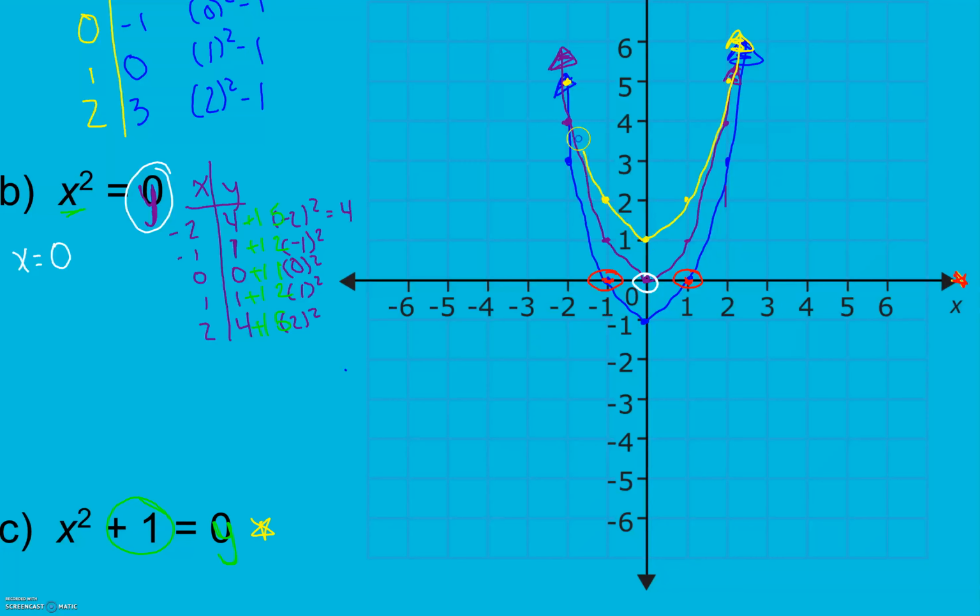Keep in mind here, guys, we are looking for our solution, which is our x-intercept or our 0 of our related function. Here, we don't have any. We don't have anywhere where it crosses our x-axis. We have no solutions here. So our options with quadratics, guys: we can either have 2 solutions like we did in A, 1 solution like in B, or no solutions like in C.